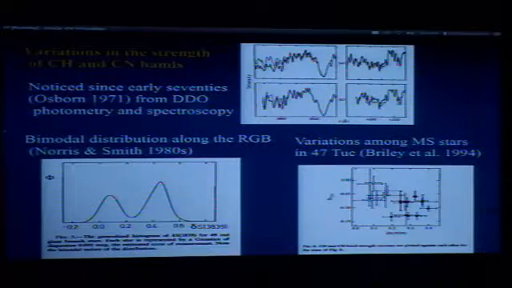nitrogen abundance. It was quite soon understood that sometimes you have a bimodal distribution along the red giant branch. This is work made by Norris and Smith, but many other contributors, especially Australian people. They found this kind of bimodal distribution in the strength of this band here. In the 90s, the same work was done also for stars on the main sequence in 47 Tuc, and it was found that, again, there is a spread and possibly an anticorrelation between carbon and nitrogen.